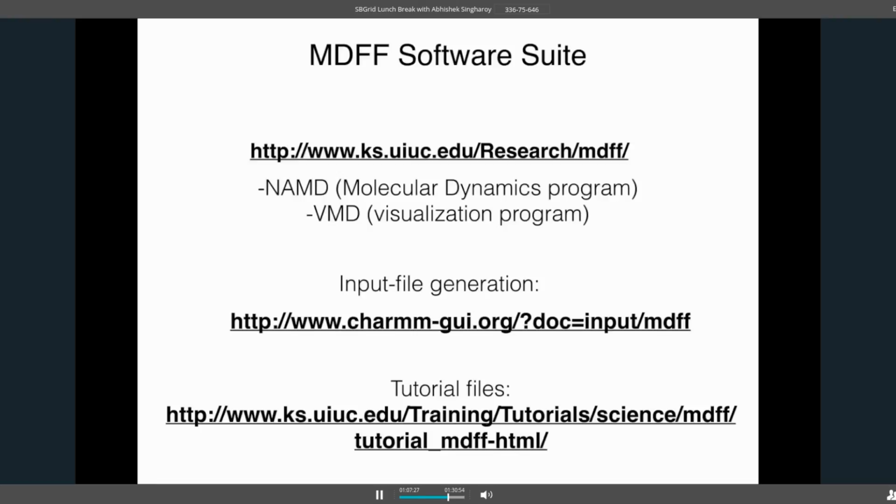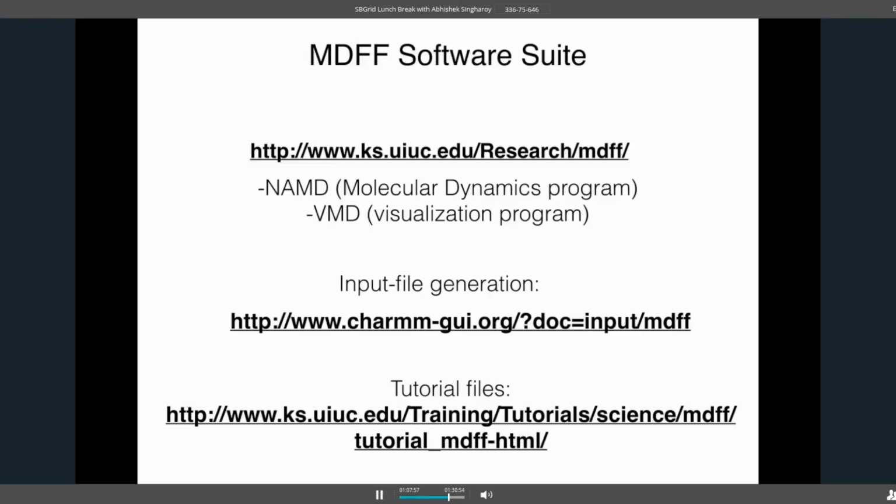Now this is all the associated software that's available. In order to run MDFF, we would require a tool called NAMD, which is a molecular dynamics program, and a tool called VMD, which is a visualization program. For xMDFF you'll also need Phoenix. So just for MDFF we'll need VMD and NAMD; for xMDFF we'll need VMD, NAMD, and Phoenix. All those things you'll need to have on your laptop or on your computer.